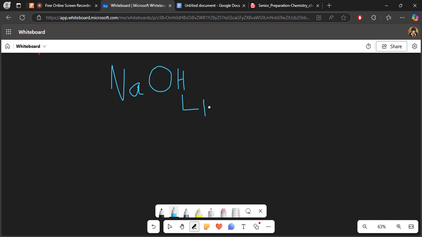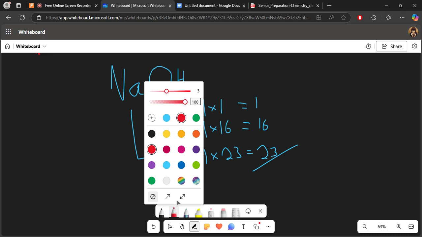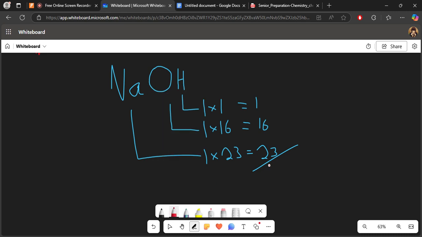Well, we have one hydrogen atom, and hydrogen has a mass of 1. We have one oxygen atom, and oxygen has a mass of 16. We have one sodium atom, and sodium has a mass of 23. 1 the total mass of hydrogen, 16 the total mass of oxygen, and 23 as a total mass of sodium. Adding this up, we get 40 as the relative formula mass of sodium hydroxide.